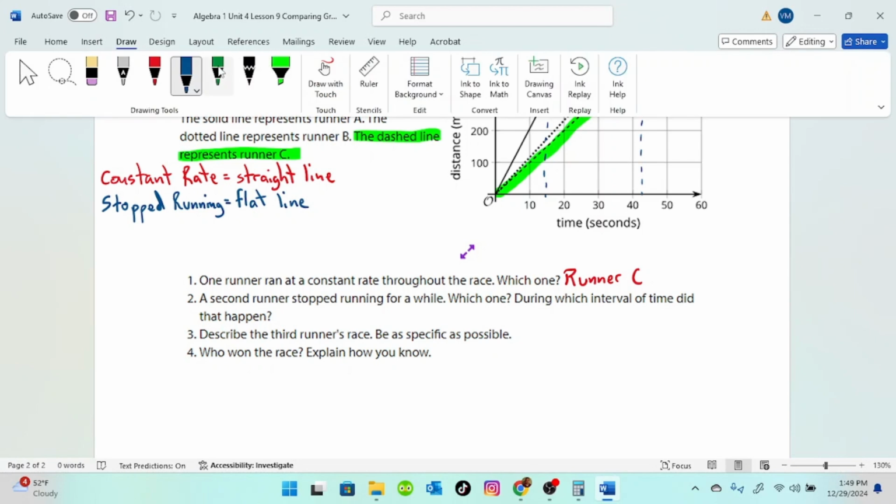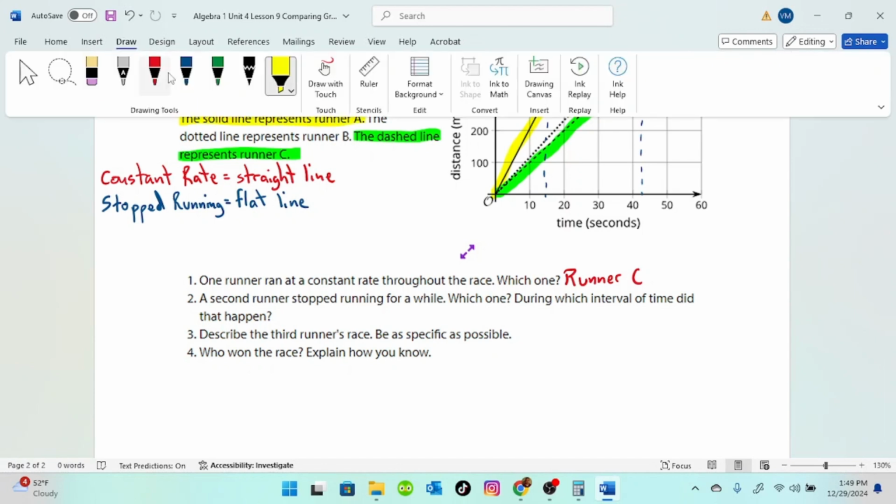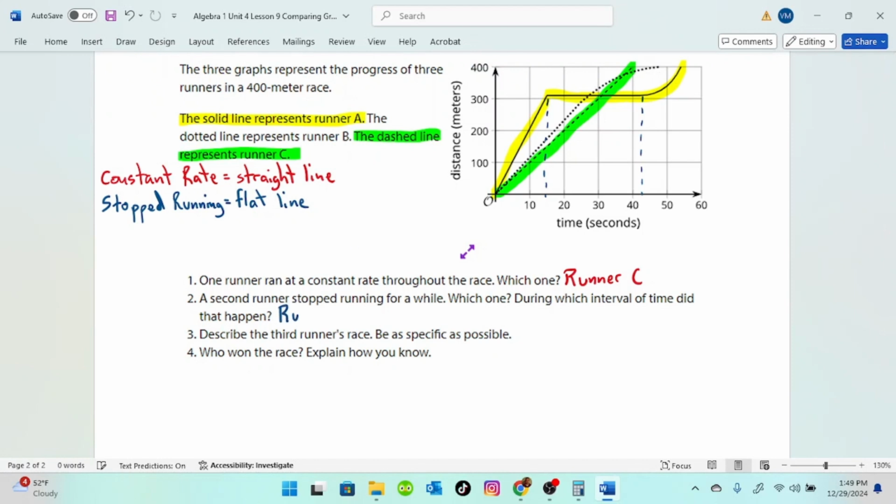So the solid line, we're going to make yellow, and the solid line represents runner A. So for number 2, this is runner A, and the interval is between approximately, we will say, maybe 15 seconds until approximately 42 seconds.